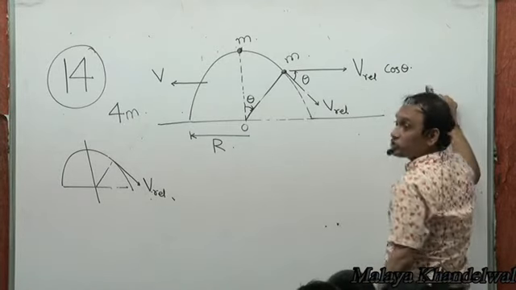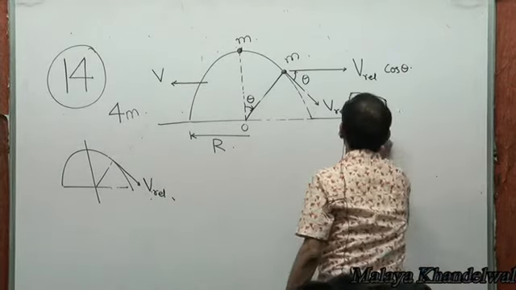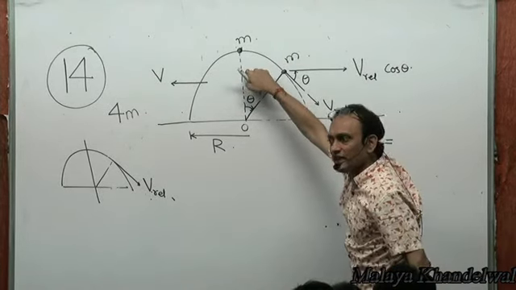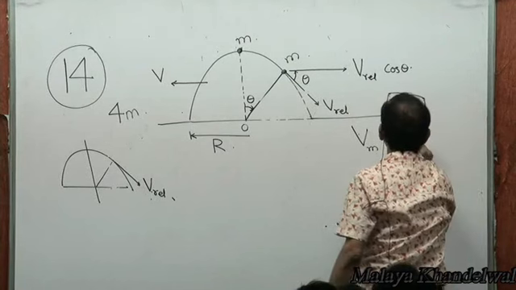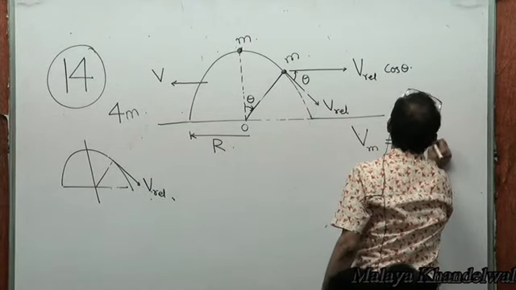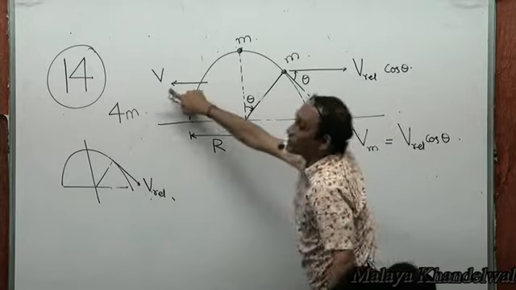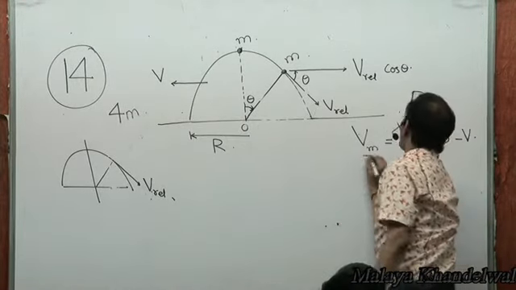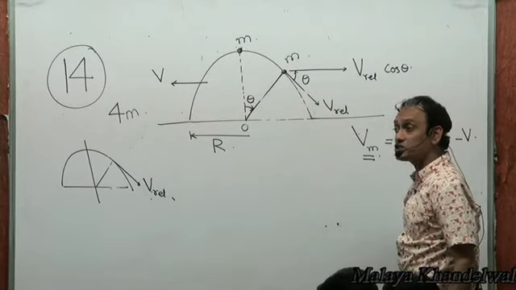Which means in the horizontal direction, what's the velocity of m? Relative velocity plus the velocity of the observer. Relative velocity in the horizontal direction is vrel cos theta, and the velocity of the observer in the horizontal direction is minus v. So vrel cos theta minus v is the absolute velocity of the mass m horizontally at this instant.